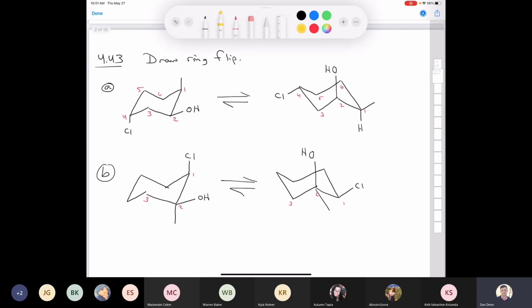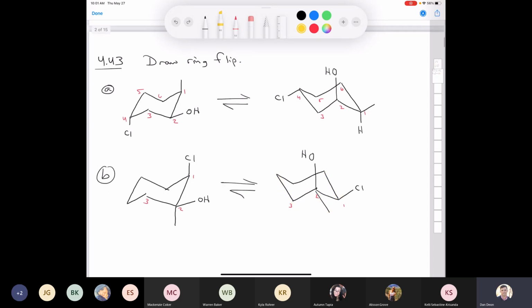Remember, I tried to make this bond parallel as best I could to these two bonds right here. And there we go. Give me a thumbs up if you got something close to that.